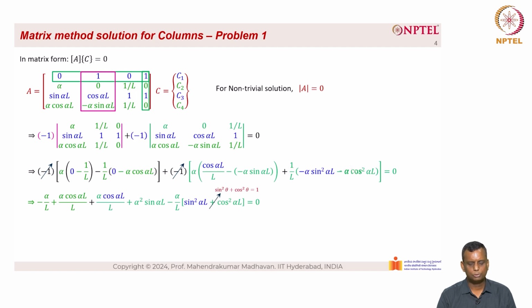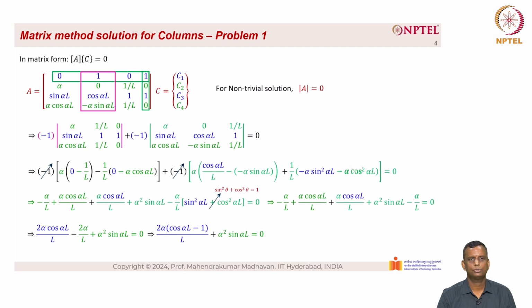But we know that sin square theta plus cos square theta is equal to 1. So this becomes minus alpha by L plus alpha cos alpha L by L plus alpha cos alpha L by L plus alpha squared sin alpha L minus alpha by L is equal to 0. This gives rise to the equation 2 alpha cos alpha L by L minus 2 alpha by L plus alpha square sin alpha L should be equal to 0.